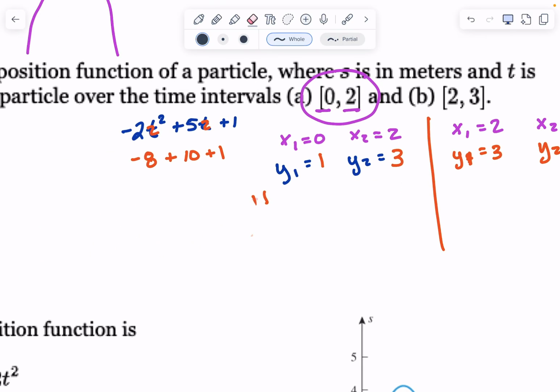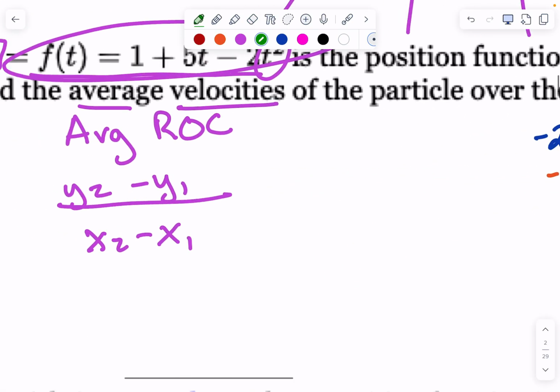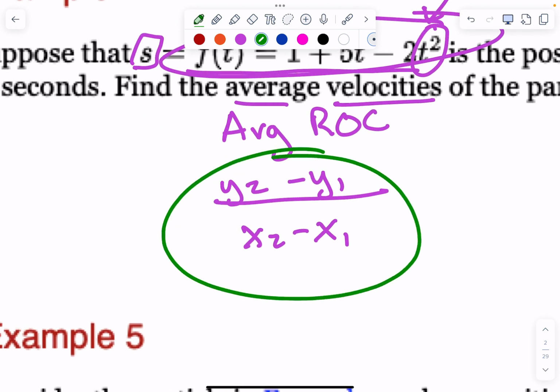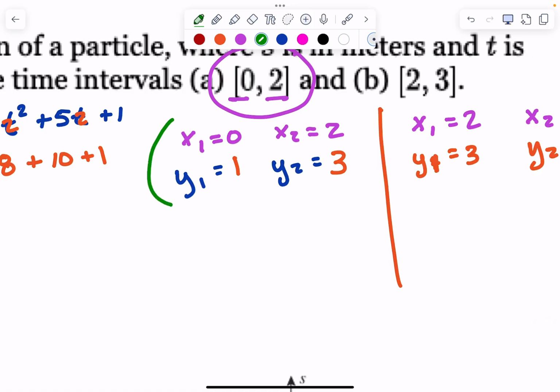Now they want the average rate of change. So what do I do now? What does average rate of change mean? Slope. We're just doing the slope of these points. So how does it change when it's going from 0 to 2? Is it going uphill or downhill? It's going uphill, so my slope should be positive, right?